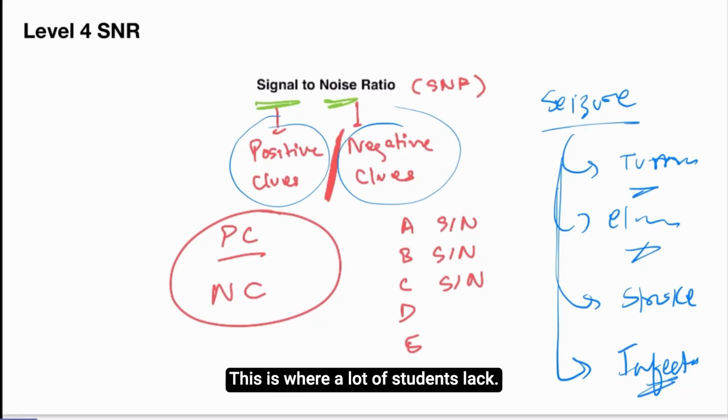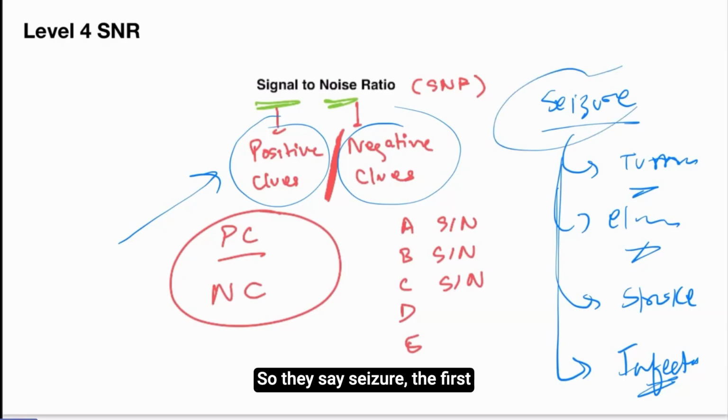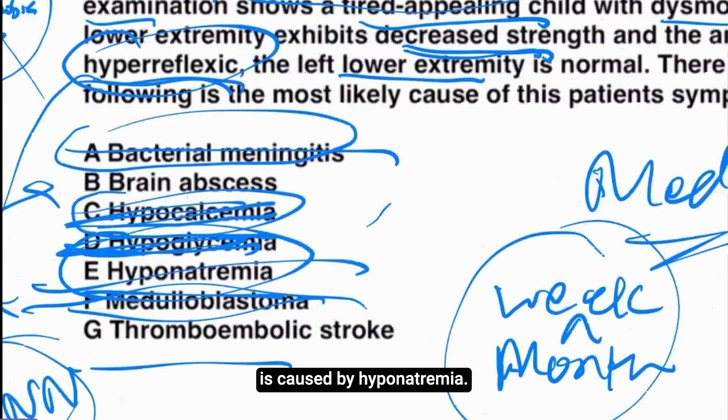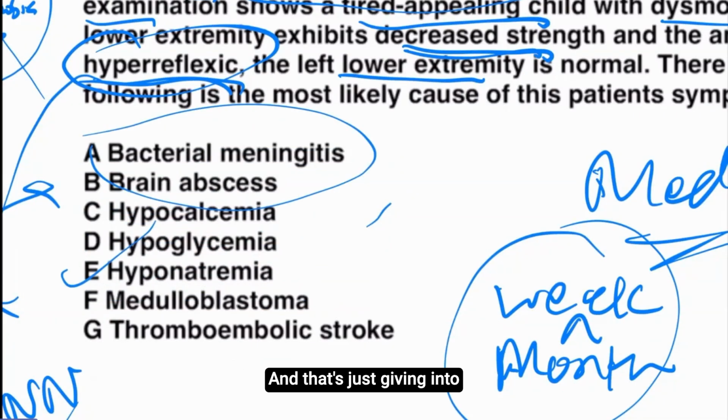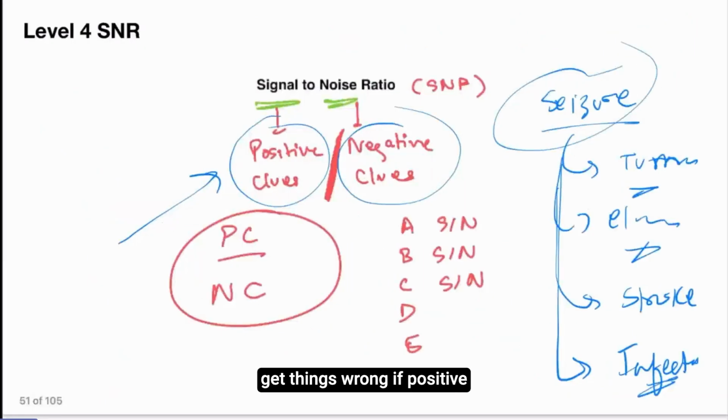This is where a lot of students lack the kind of question solving strategy and skill. They're not able to balance these things out. They're not able to weigh both the positive and negative clues and look at it through the combined lens. What they will do is this. Either they'll focus way too much on the positive clues. So they say seizure, and the first thing they think of is seizure is caused by hyponatremia. And that's the answer. They don't think about the rest. And that's just giving into the positive clues, and you'll get things wrong if positive clues is all that you look for. Positive clues are signals generally.